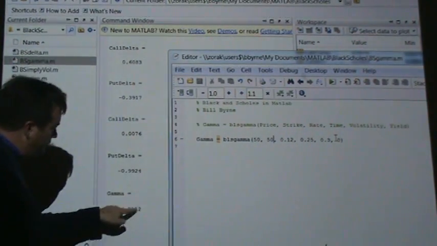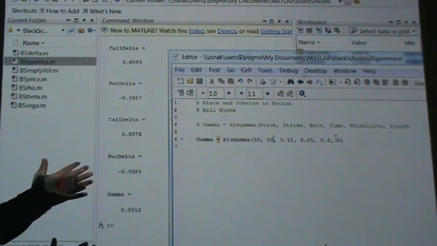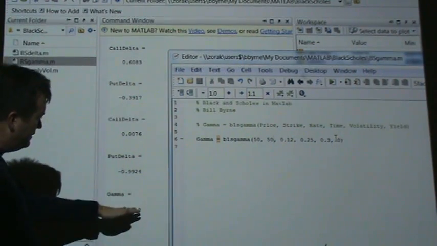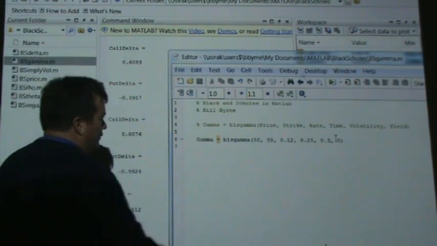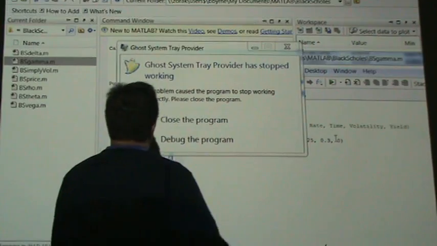So that's a relatively low number. If gamma is 0, that means delta is valid for a big range. So this is kind of good.